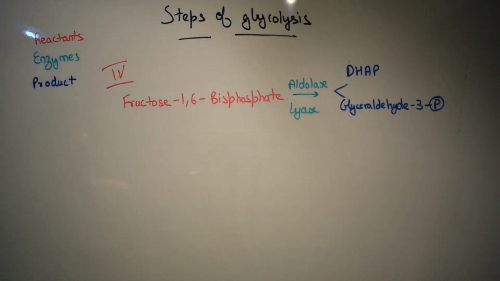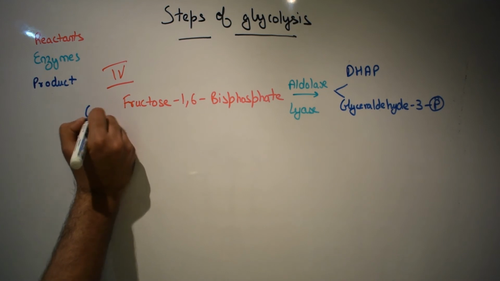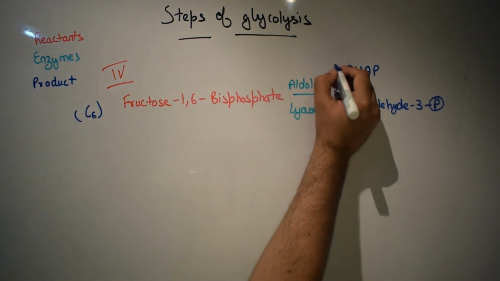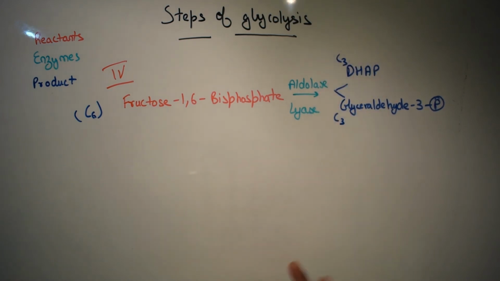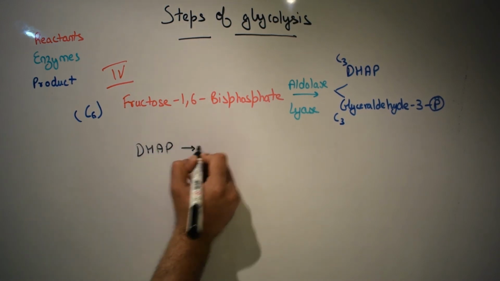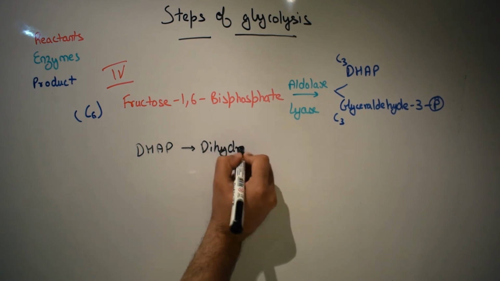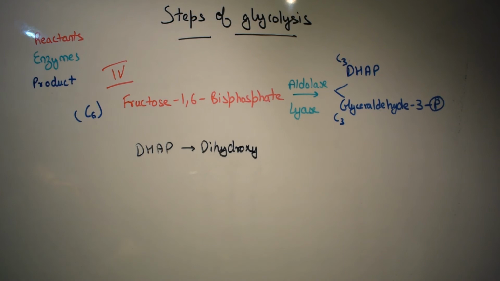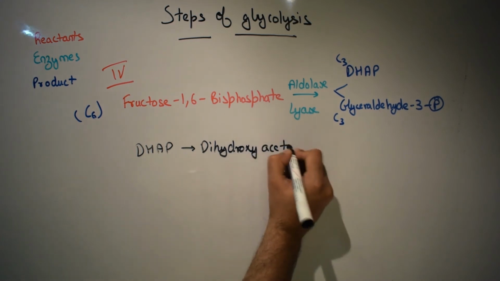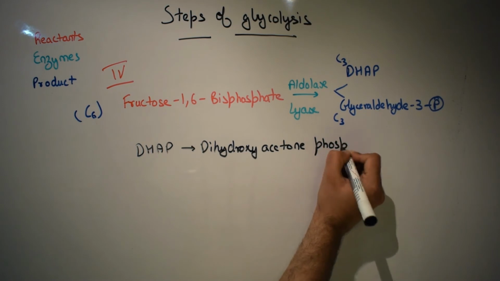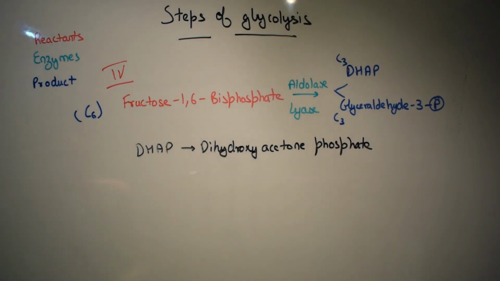So it forms two products because it is a C6. Fructose 1,6-bisphosphate is a 6-carbon sugar and forms two 3-carbon sugars. So this is also C3 and this is also C3. So it forms two 3-carbon sugars, and one sugar is DHAP, dihydroxyacetone phosphate. Right, and the other sugar is glyceraldehyde 3-phosphate.